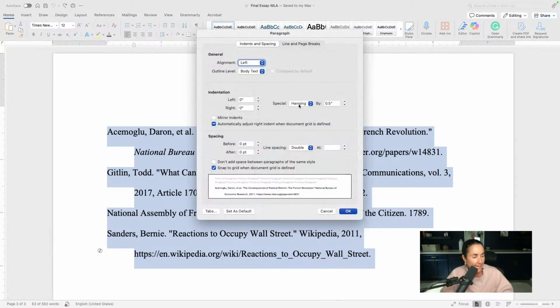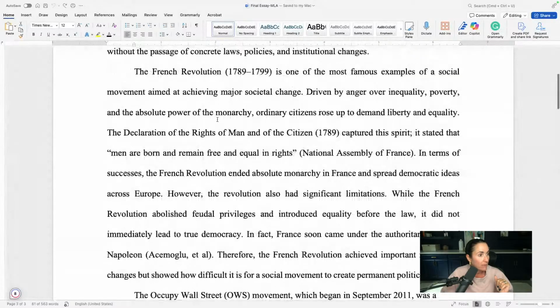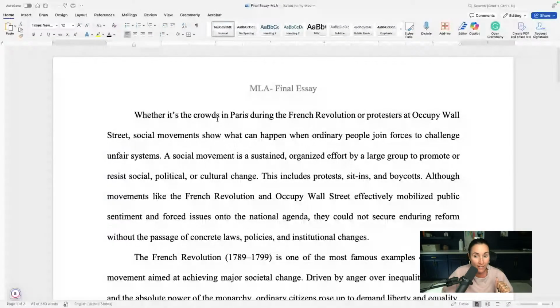See, hanging indent by 0.5. I showed you how to do all that in one swoop. And it's alpha order here, A to Z. I showed you how to do that yesterday, so definitely check out that video if you want to know how to format this, okay? And this whole thing is double spaced here, and everything looks good and I'm ready to turn it in.